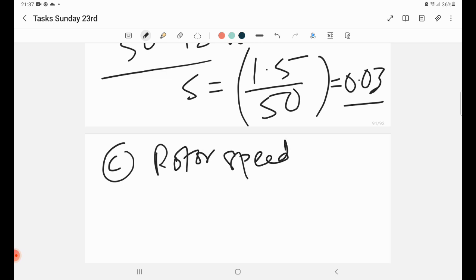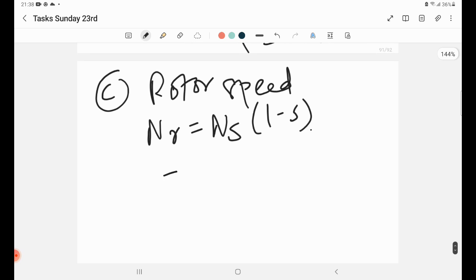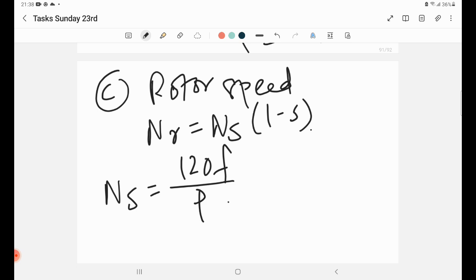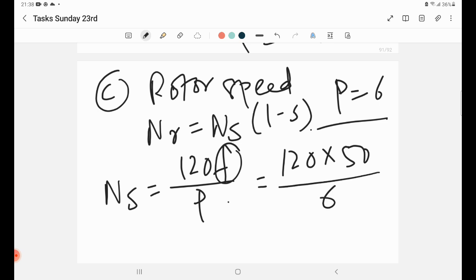So the rotor speed Nr is given as Ns into 1 minus S. So Ns you will have to find, the formula for Ns is 120 F upon P. I forgot to mention a few things. I've already said that the supply frequency is 50 hertz, and the number of poles is equal to 6. This is given in the question. So this is 120 into 50 hertz upon 6 poles. So this becomes 1000 revolutions per minute.